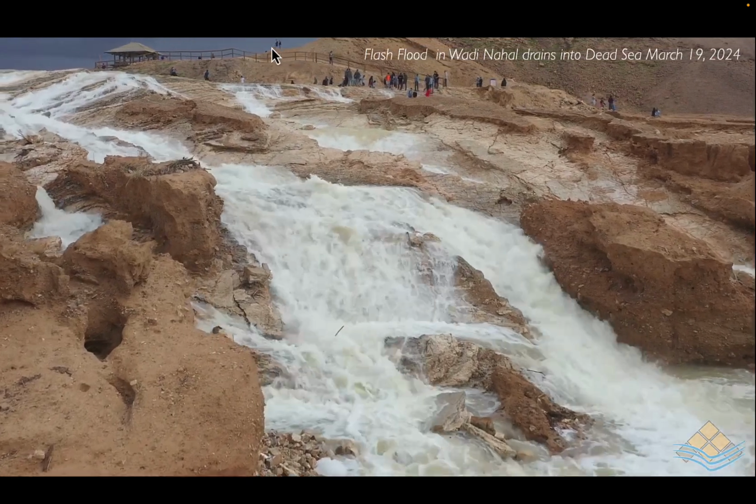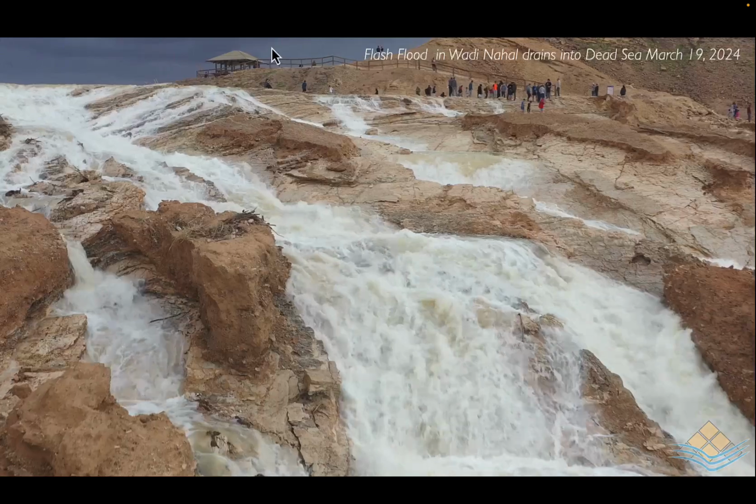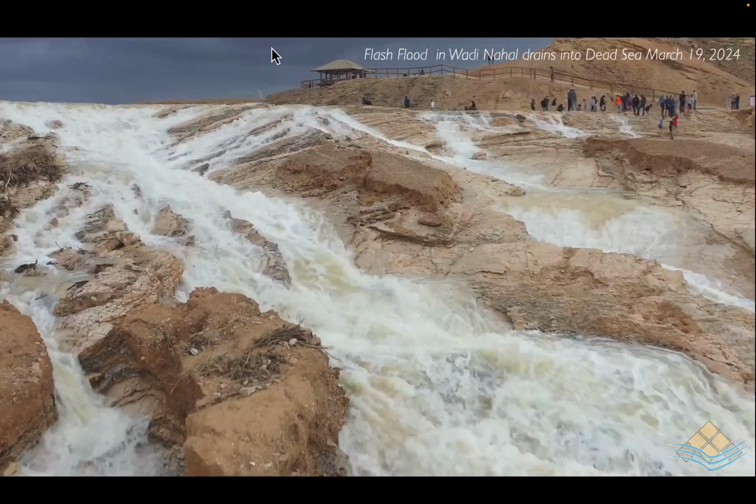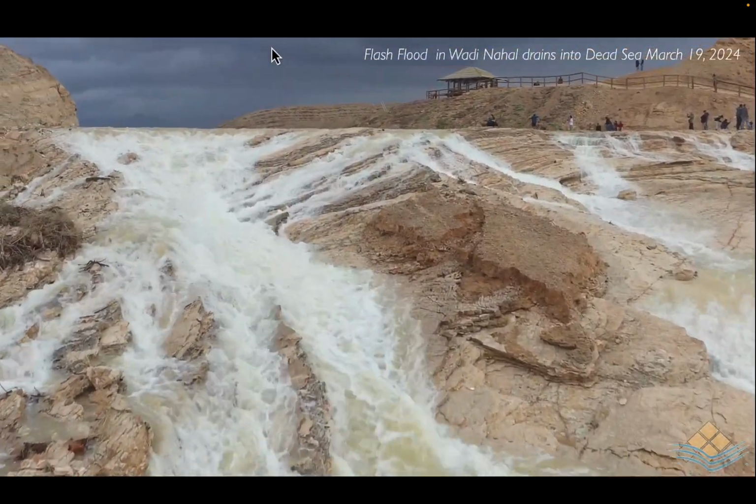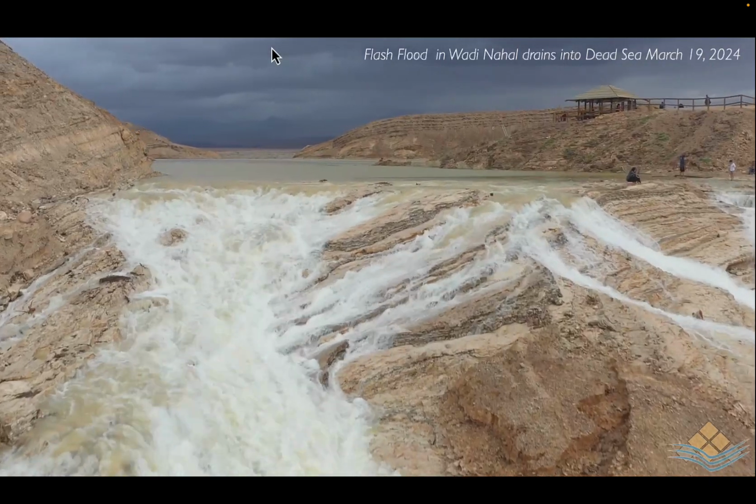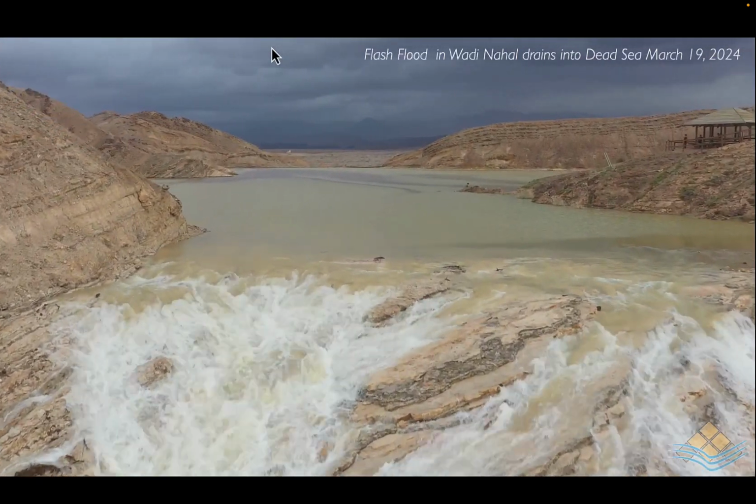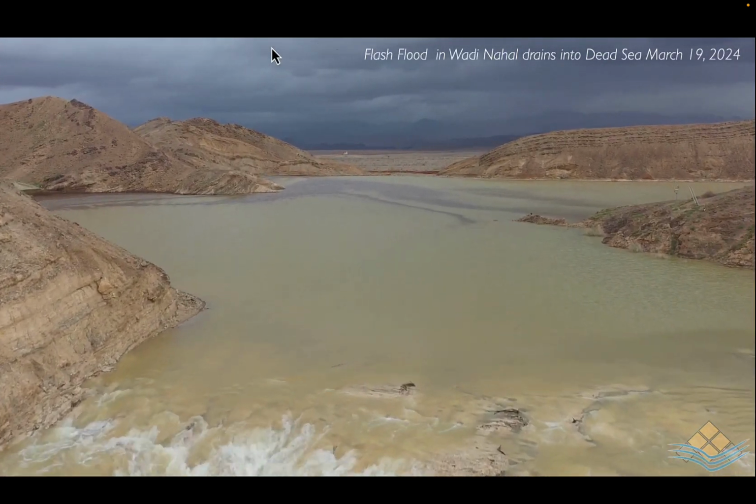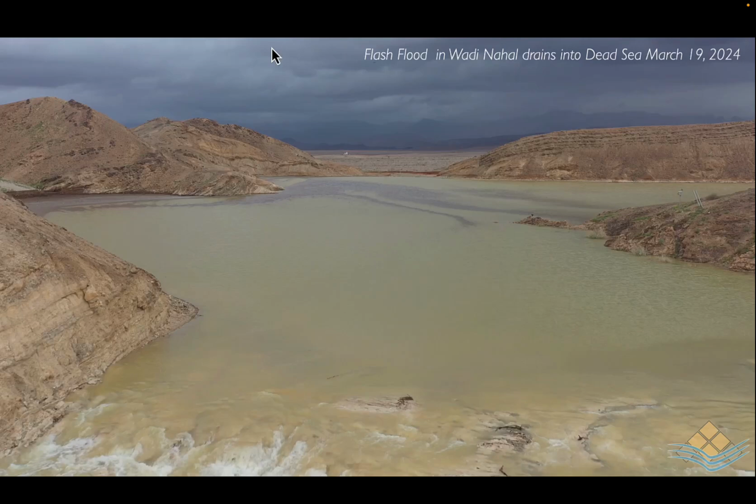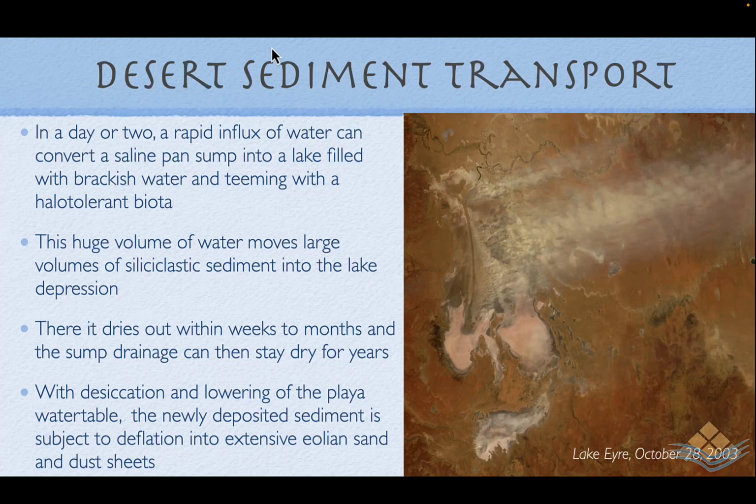Here's a flash flood in Wadi Nahal draining into the Dead Sea on March the 19th. This is normally a dry wadi, but after that rainstorm, this happens, and of course this is feeding suspended clay sediment into the Dead Sea. Over the broad scale, when we have all these inputs, be it into Lake Eyre, the Dead Sea, or Great Salt Lake, those ephemeral inputs dry up. So in a day or two after the storm event has passed, that influx of water will convert, as the lakes start to dry, into a saline pan sump, generally filled with brackish water.